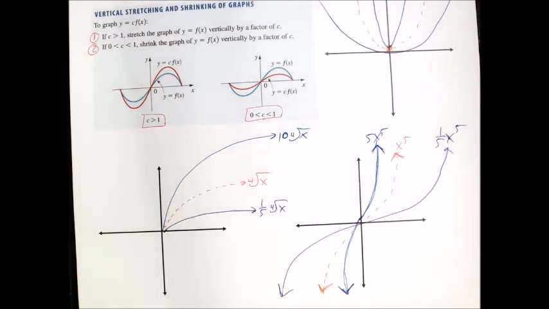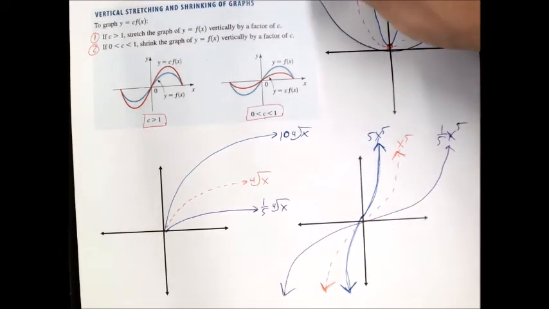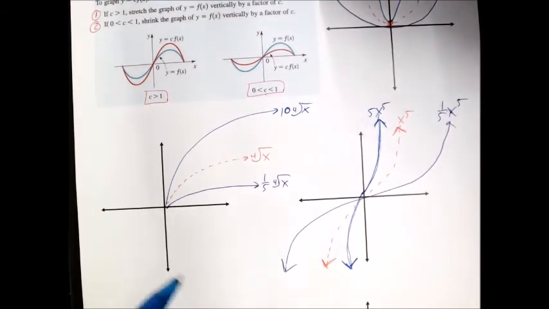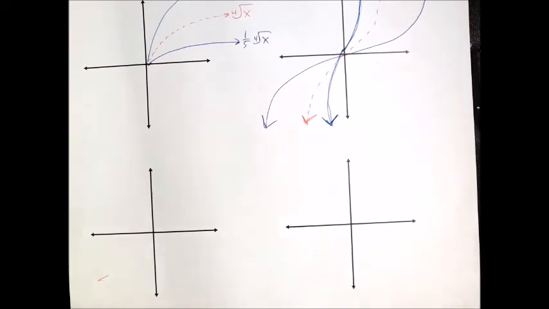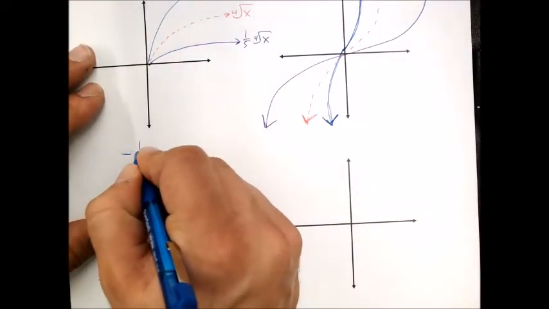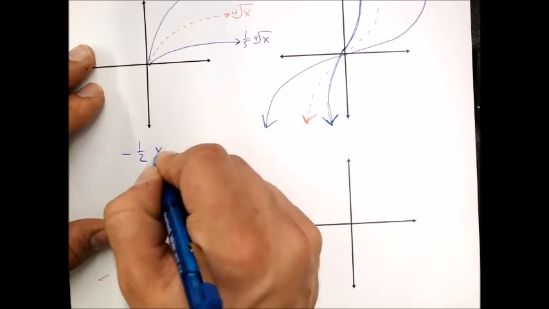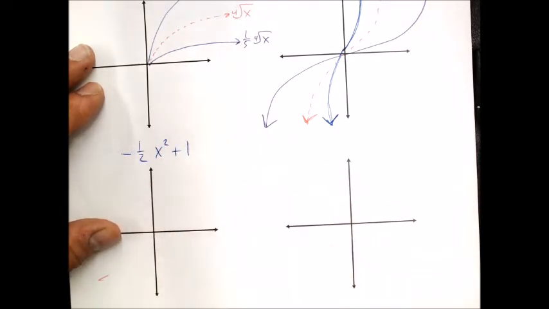Let's combine one, though, if there aren't any questions about this. Let's do a combination one. That's really what we want to work towards, doing multiple transformations in one. Questions before we look at one? So let's do this one. Let's do minus 1/2 x squared plus 1.